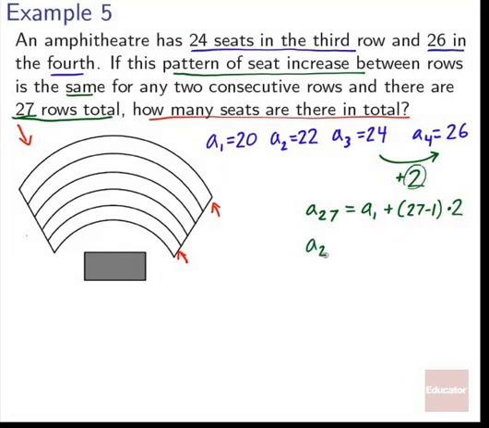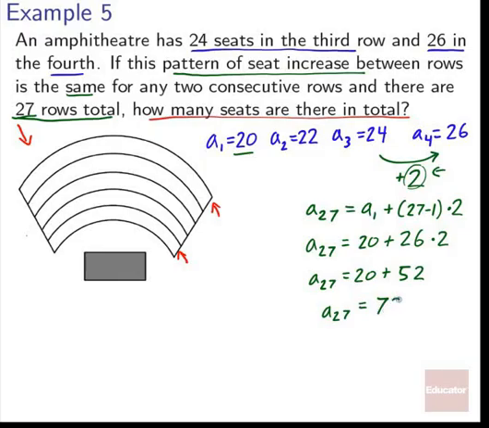This makes sense because the 27th row is going to be equal to our first row, 20, plus how many steps it is to get from the first to the 27th row. That's going to be 26 steps times an increase of 2 for every row we go forward. We work this out, so that means our 27th row is equal to 20 plus 26 times 2, which is 52. A27, the number of seats in our 27th row, 20 plus 52 is 72 seats. So at this point, we've got 72 seats for our final row, 20 seats for our first row.